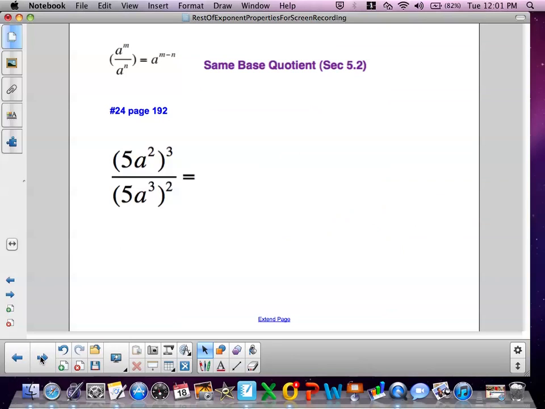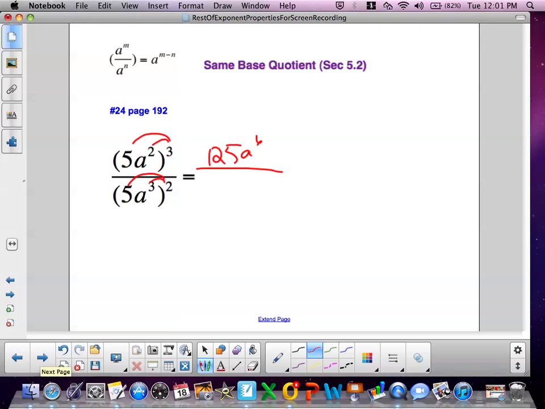Here's another example, and this is using a property that we learned earlier. I now need to apply or distribute the cube to each term in the numerator, and I have to square each term in the denominator. So go ahead and perform that. So I have 125 a to the 6th over 25 a to the 6th.